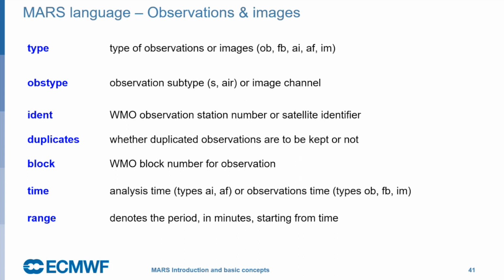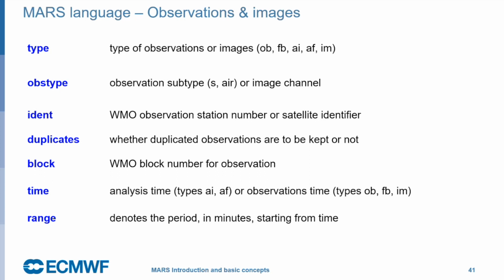And yeah, for the observations, we have raw observations, we have feedback, analysis input, analysis feedback, and we also store some satellite images we use in the data assimilation. Ops type, surface observations, air observations, WMO observation station you can specify, and then you can get that specific station you want. You can select whether to keep the duplicated observations or to remove them.